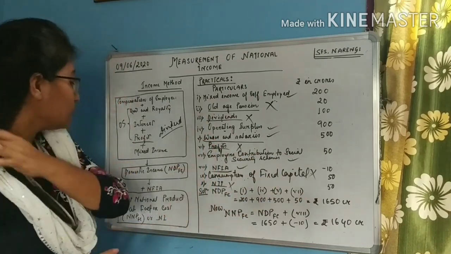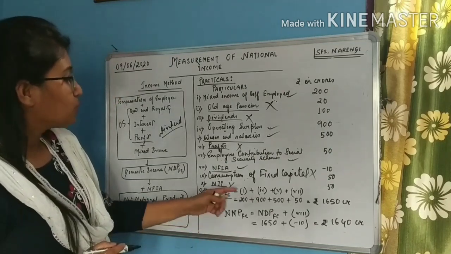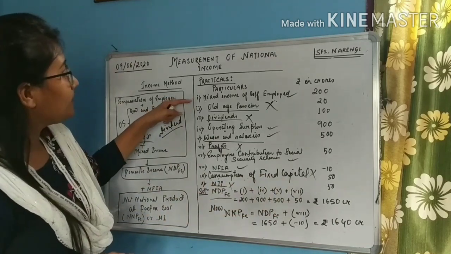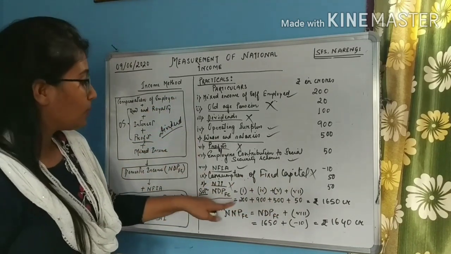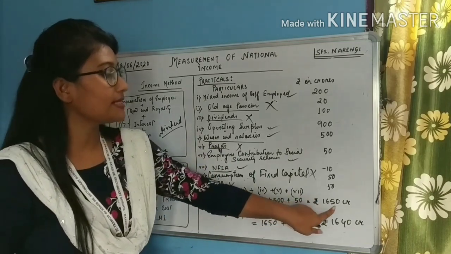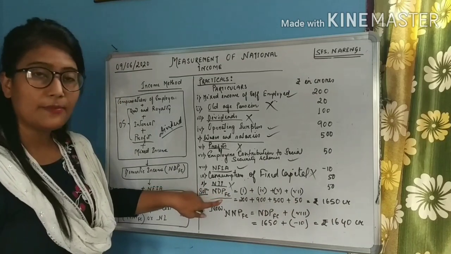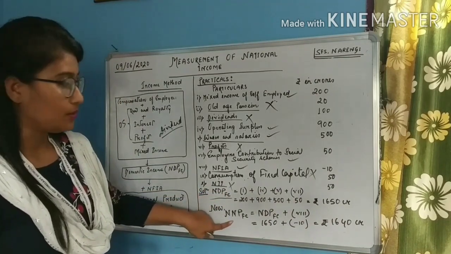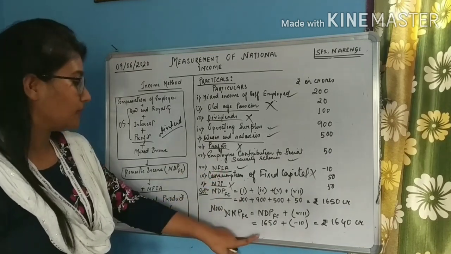Okay. So students, first step we shall calculate the NDPFC. So 1 plus 4 plus 5 plus 7. Okay. When we add all these, it will give us 1650 crore. Okay. So we have got NDPFC. From NDPFC we have to derive NNPFC. So what we will do, we will add the 8th component, that is net factor income from abroad.